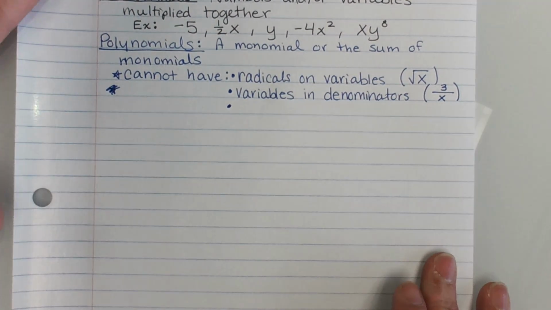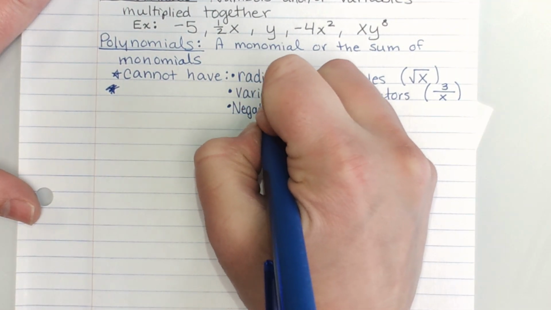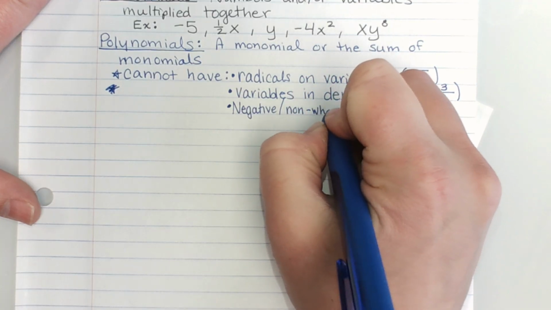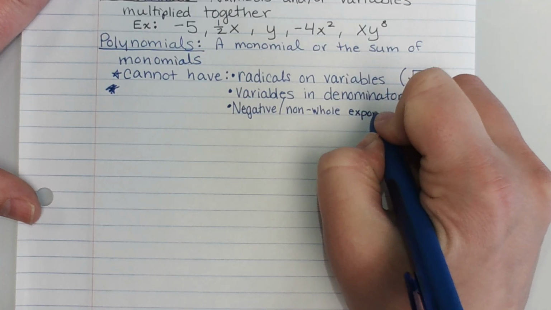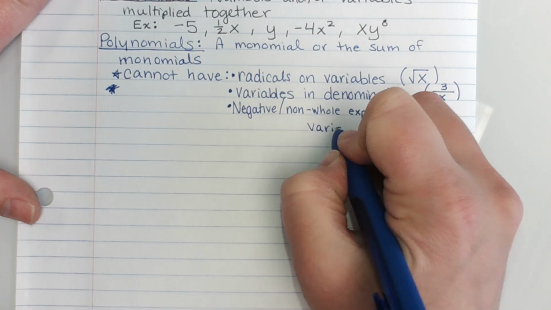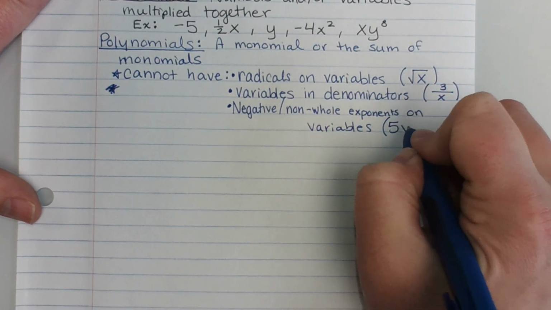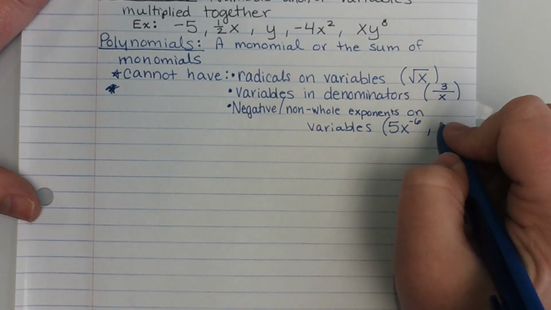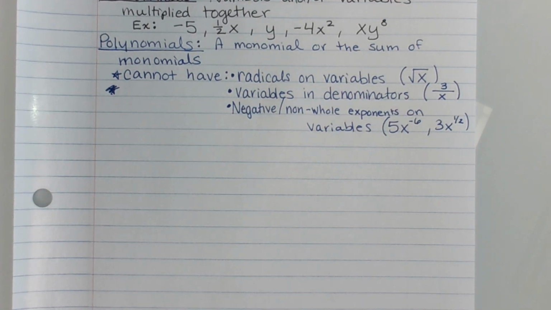The other key thing that you're never going to see is negative, or in general, non-whole exponents on variables. So if you see something like 5x to the power of -6, that negative exponent causes issues. Or 3x to the power of 1/2, that 1/2 in the exponent causes issues.